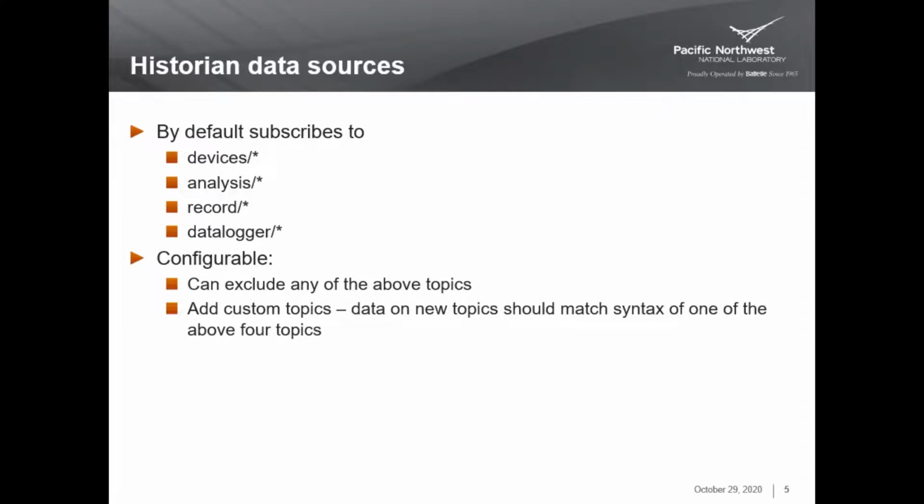Now that we have covered what historians are and how they work, let's look at data sources and data formats historians work with. By default, historians subscribe to the following 4 topics: devices, analysis, record, and data logger. You can of course configure the historian to exclude data from any of the above 4 topics, and you can also add any custom topics for data capture.